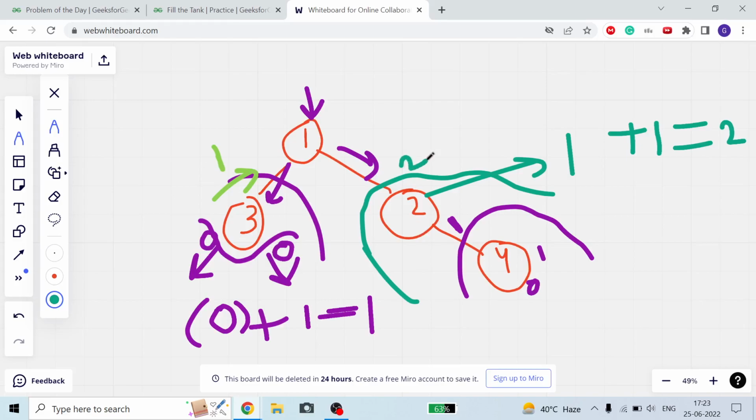It will return 2. Now what does this 2 mean? This 2 means to 1 that if you give 2 units of water to its right side, then all the nodes are satisfied.